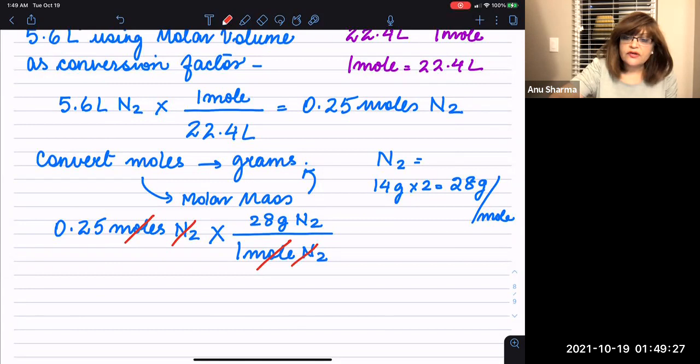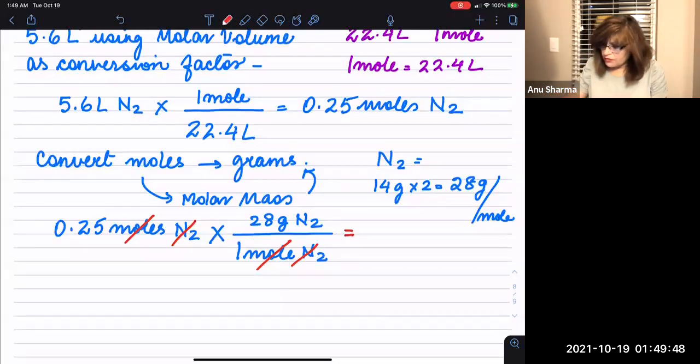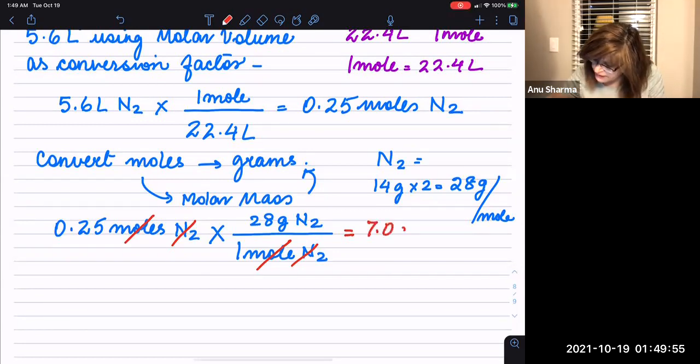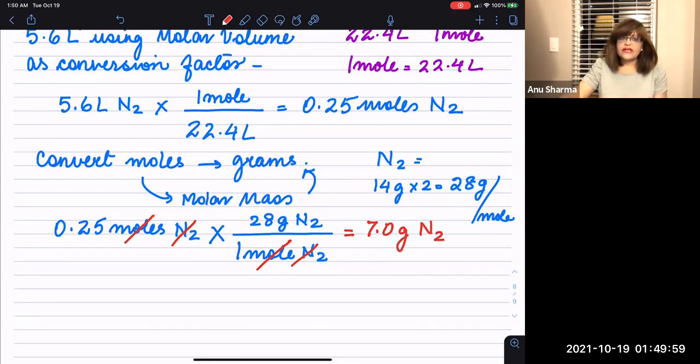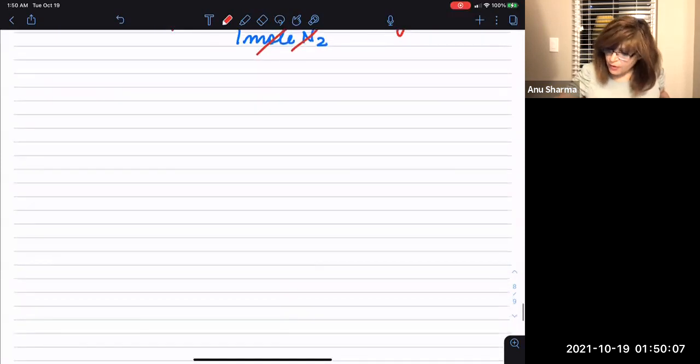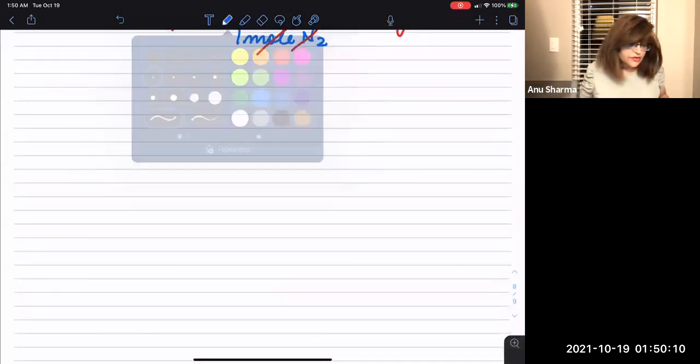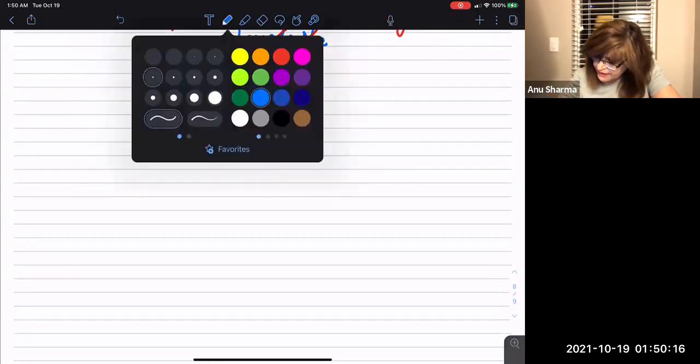So let's do the math. 0.25 times 28 gives you 7.0 grams of nitrogen gas. And that's the answer. It's all through practice, so you should ideally do the extra credit problems first. This way, you get the idea. Next is the ideal gas law.